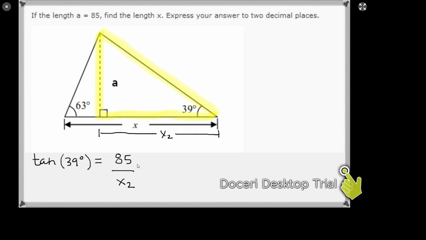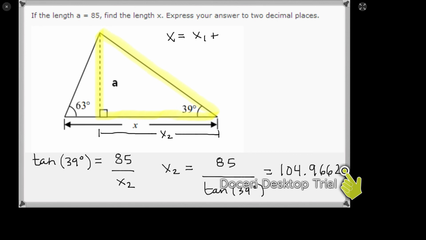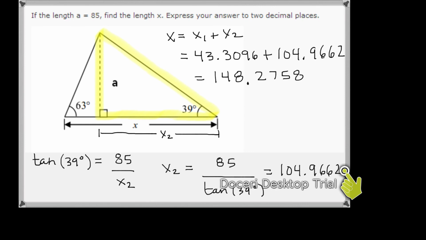Then I solve just like I did in the previous slide, and I wind up with 85 divided by tangent of 39, which is 104.9662 to 4 decimal places. So now I know the length of this piece over here, that was x1, and this piece is x2. To get my answer, I just add those two things together, and to 2 decimal places it would be 148.28 units, and that's it.